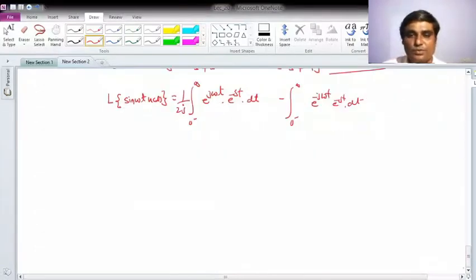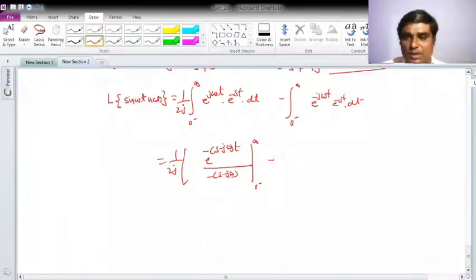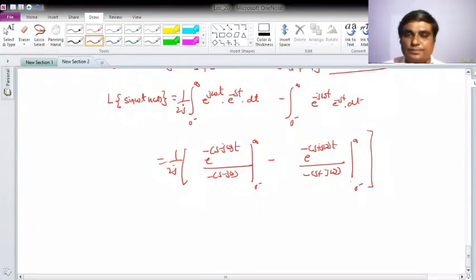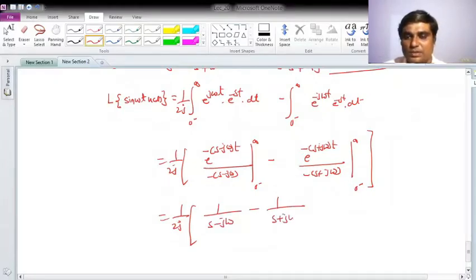And again, if you find out the 1 over 2j, its integral, so it will be e raised to minus s minus j omega t over minus s minus j omega, this will be 0 negative to t, and again what is the integration of it, e raised to minus s plus j omega t over minus s plus j omega, it will be 0 negative to infinity. If you substitute the higher limit and lower limit, you will get 1 over s minus j omega, and here minus 1 over s plus j omega.